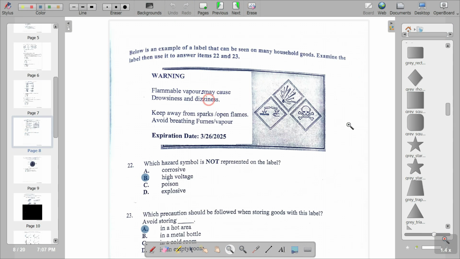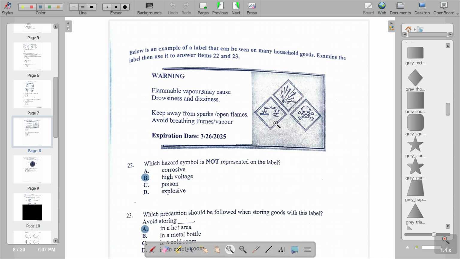Let's make this bigger. We're going on to 22. Below is an example of a label that can be seen on many household goods. Examine the label, then use it to answer items 22 and 23. It says, warning, flammable vapor may cause drowsiness and dizziness. Keep away from sparks and open flames, avoid breathing vapor. The expiration date is March 26, 2025.